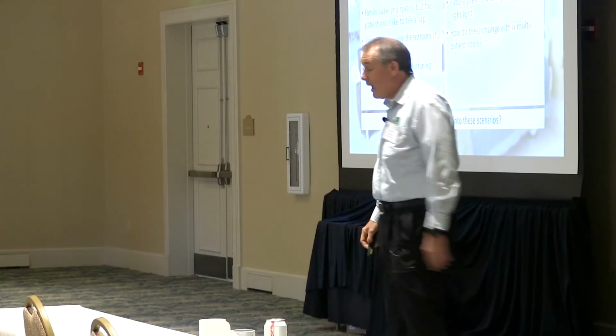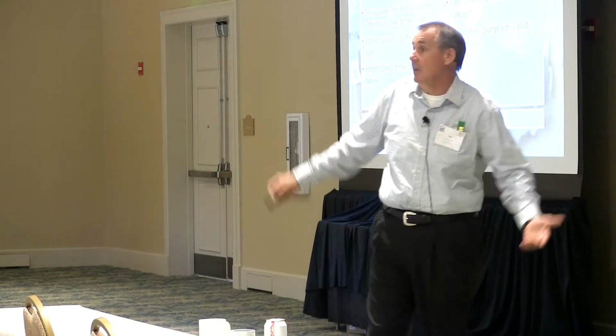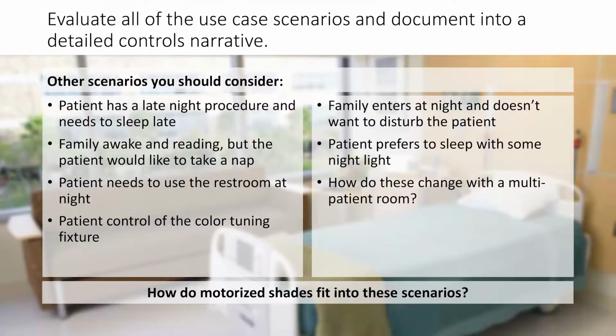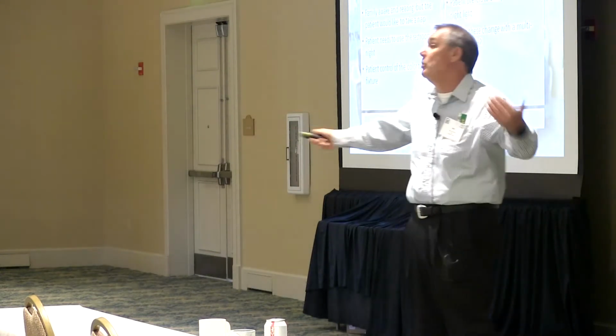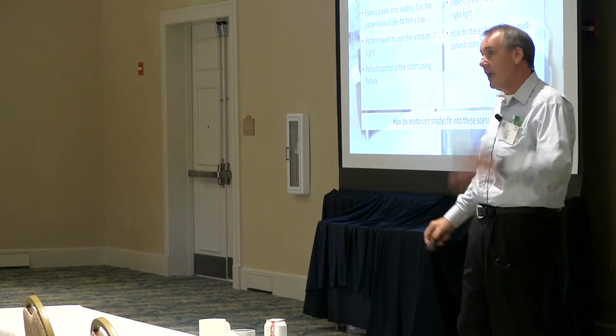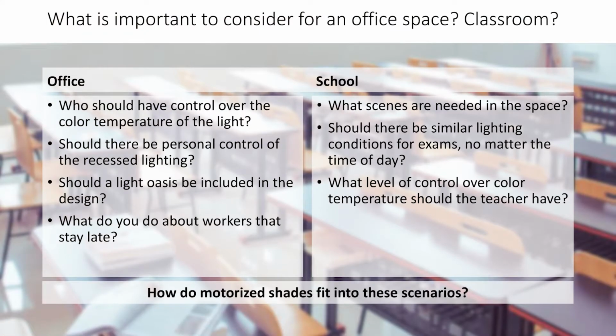So, what happens if the patient has a late night procedure? Do you want the lights on full? Maybe that's a different case. Or the family comes in, the patient's awake and reading, but the patient would like to take a nap. What do you do with the lights? The patient needs to go to the restroom, or the patient, we didn't even talk about the color tuning fixture. And then what about shades? If there are any motorized shades, how do they fit in? In an emergency, do I want the shades down? During the day, hopefully I want them up.